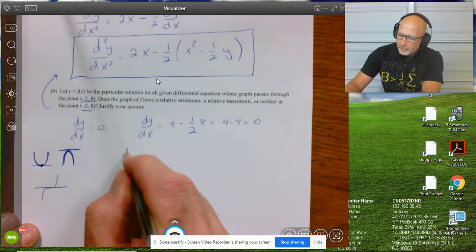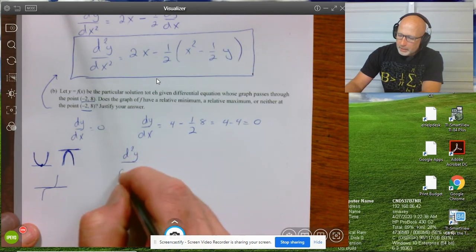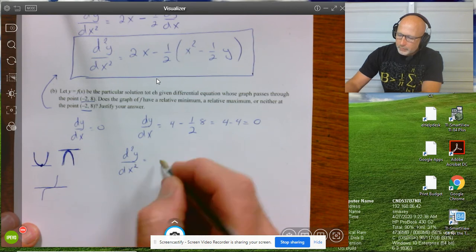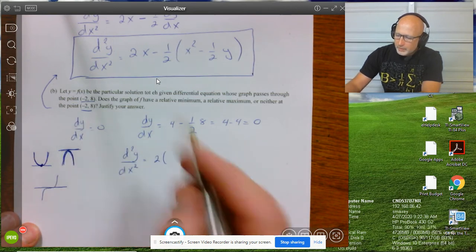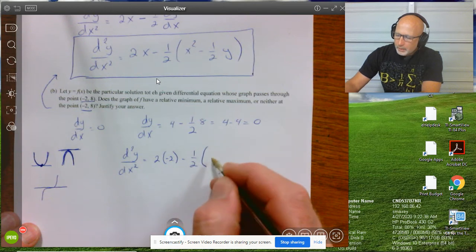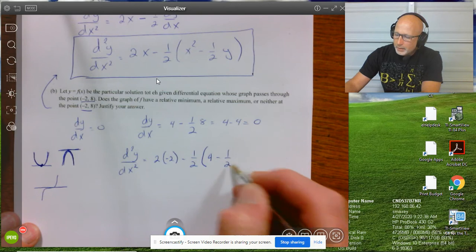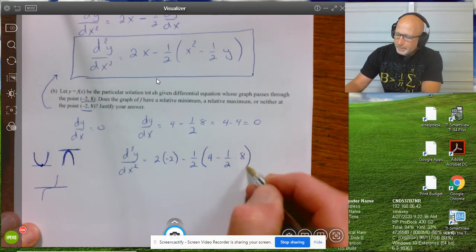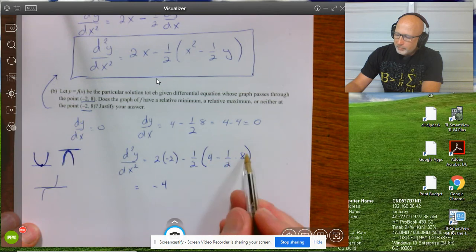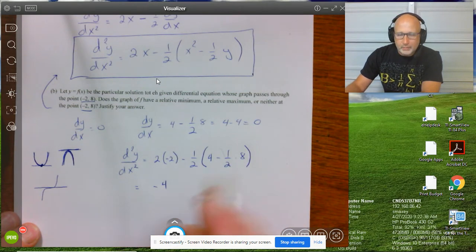Okay, so let's take (-2, 8) and plug this into the equation. So the second derivative of y with respect to x is equal to 2 times the x value. The x value is -2, minus 1/2 times -2 squared, so it's 4, minus 1/2 times y, and y is 8. So this gives you -4. Look, 4 minus 4, so this is going to go 0, so it's just negative.